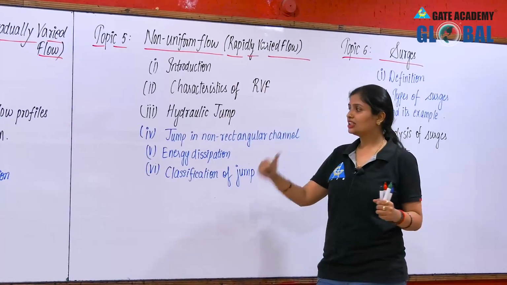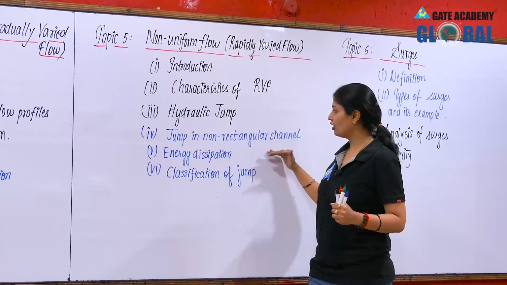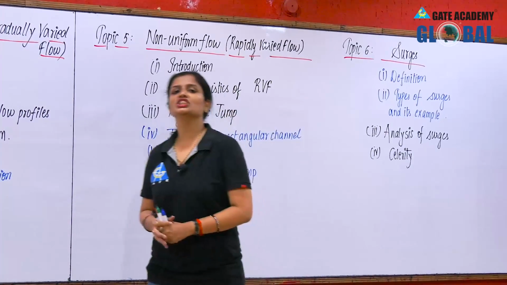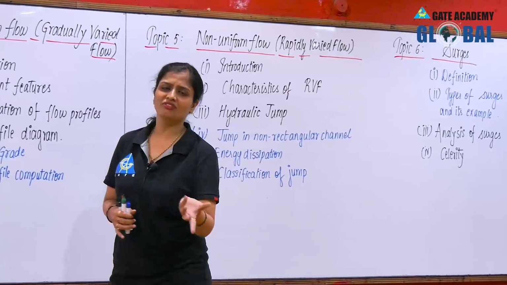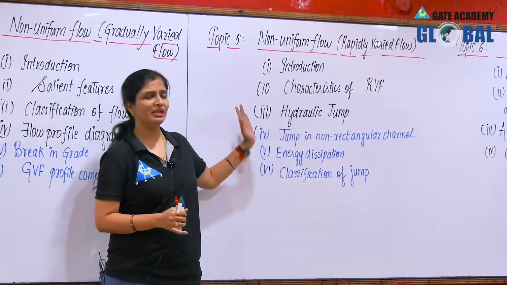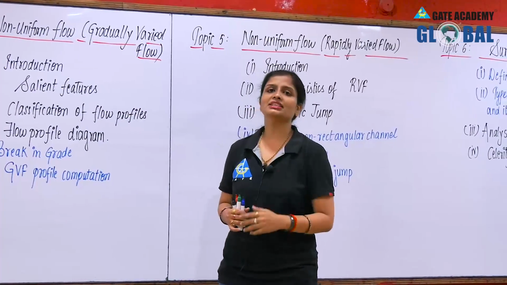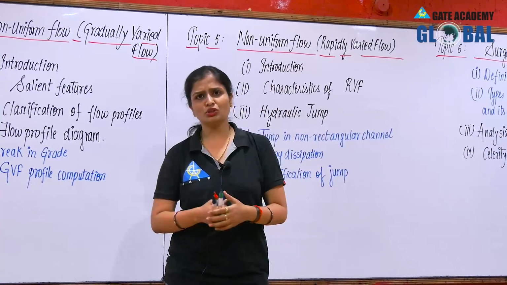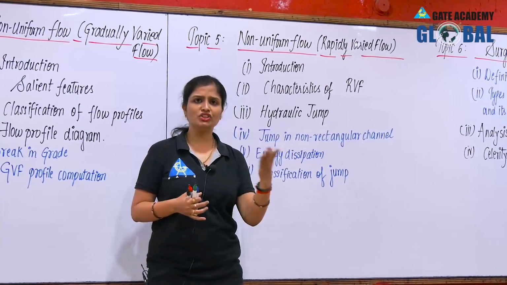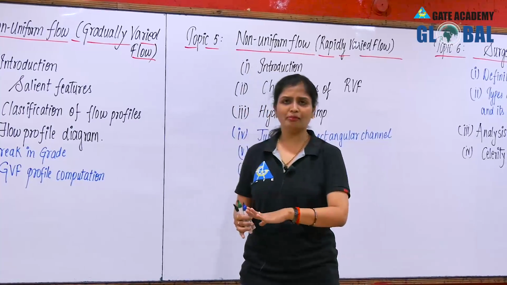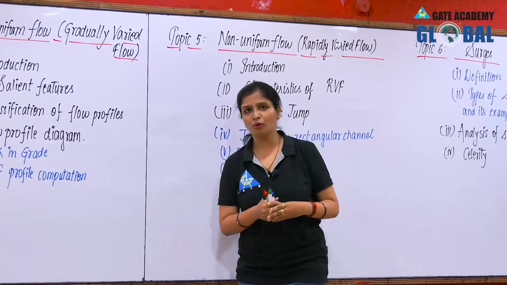After hydraulic jump, we will be dealing with jump in non-rectangular channel sections, because if you see in GATE examinations, generally questions of rapidly varied flow, because many expressions are there in rapidly varied flow. So generally what happens is, the numerical based questions come in rectangular channels, meaning if the channel section is rectangular, the formulas can be put directly and values can be obtained.